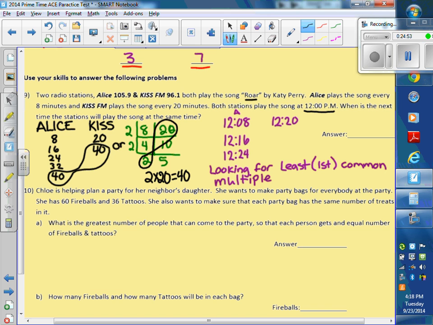So at 12 o'clock, 40 minutes later would be at 12:40. They will both play the song at the same time when it's 12:40.